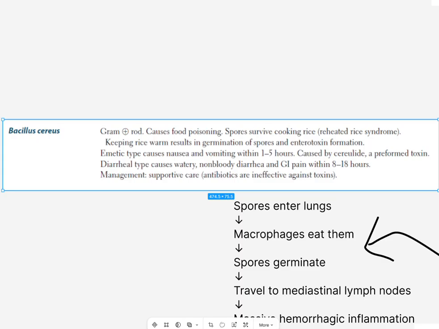Okay, why rice? Because when rice is cooked, most bacteria die, but the spores survive. And when the rice is left warm for hours, these spores germinate and the active bacteria multiply and toxin is produced. The virulence factors are important. There are two virulence factors here. The first one is the emetic syndrome. So you can see this emetic type. Emesis means what? It means vomiting, nausea and vomiting. And there's a heat-stable preformed toxin, and we call this cereulide.